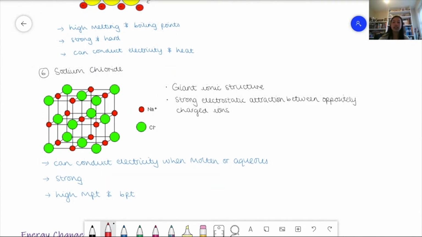Sodium chloride has a giant ionic structure, and that's because it's made out of a metal and a non-metal. So there's strong electrostatic attraction between the oppositely charged ions. This means that it can conduct electricity when molten or aqueous, but not when it's solid because the ions are fixed in place. They are strong, also because of the strong electrostatic attraction, and they have high melting points and boiling points because the electrostatic attraction between the oppositely charged ions takes so much energy to overcome that a lot of heat is required.